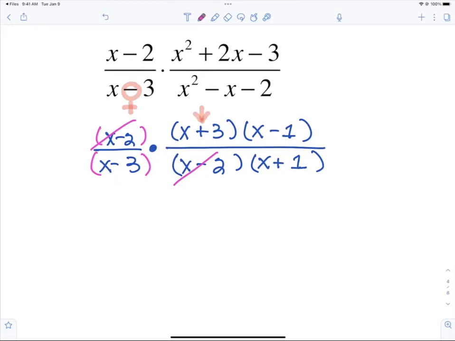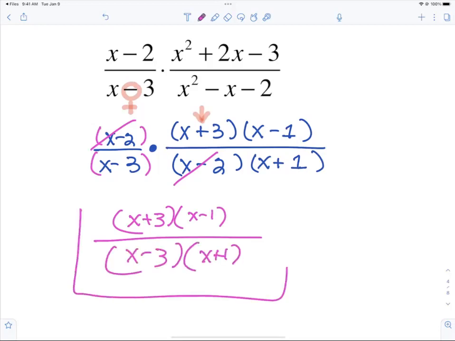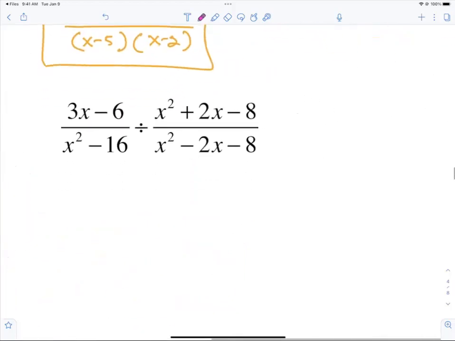And then your simplified expression would just be x plus 3 times x minus 1 over x minus 3 times x plus 1. And sometimes that's what happens. Things don't all fall out, but that wasn't my intention when I made the problem up. Anyway, here we go. Let's go to the next one.